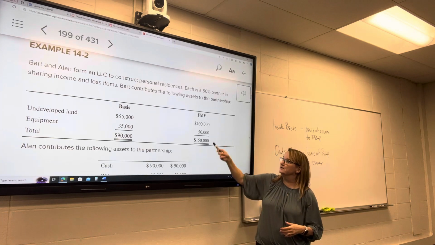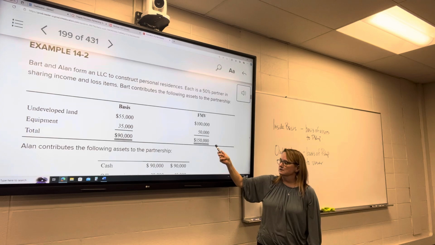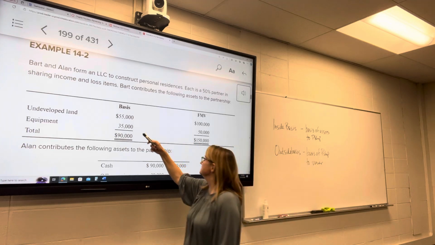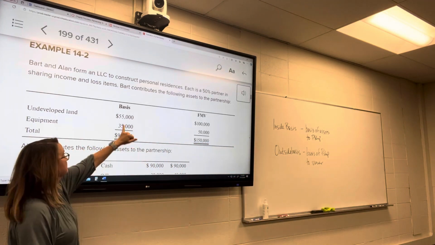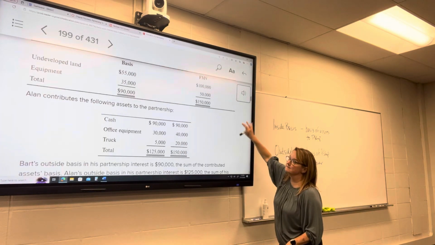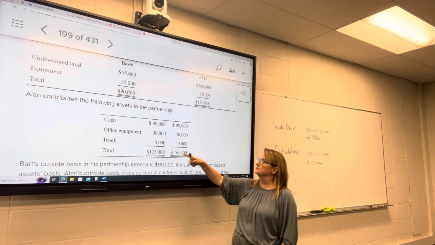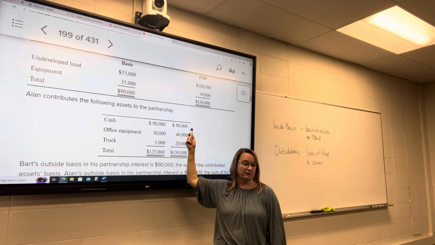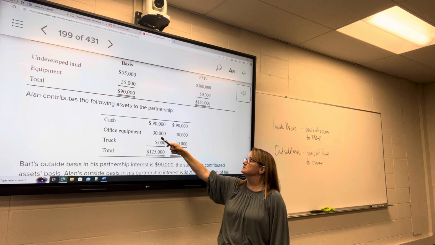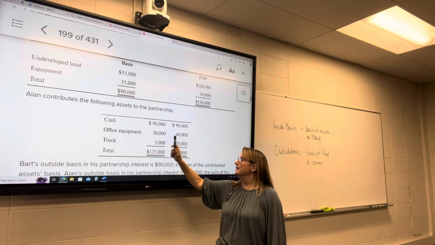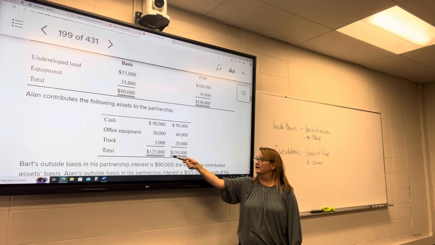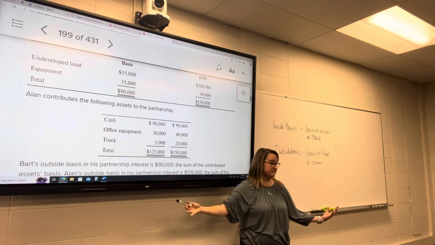So he is contributing assets with a fair market value of $150,000. That's what's going to be used to determine his ownership percentage, but his outside basis is going to be this $90,000, the basis of what he contributed. Alan contributes these items. So he contributes cash, obviously fair market value is the same as the basis in cash. Office equipment, which has a basis of $30,000, fair market value of $40,000, and then a truck that has a basis of $5,000 but a fair market value of $20,000. Again, fair market value $150,000 for Alan, so these are equal, that's why they're 50-50 partners.